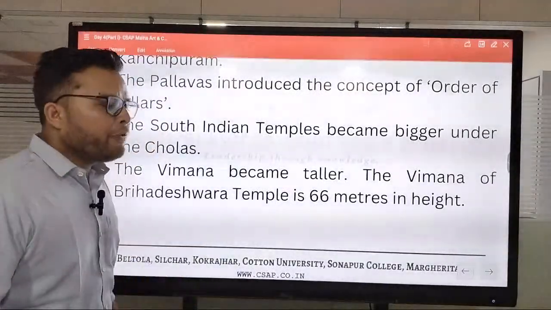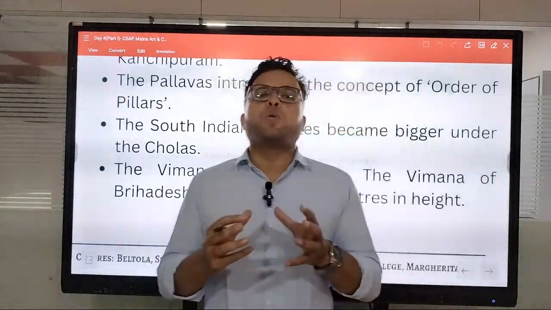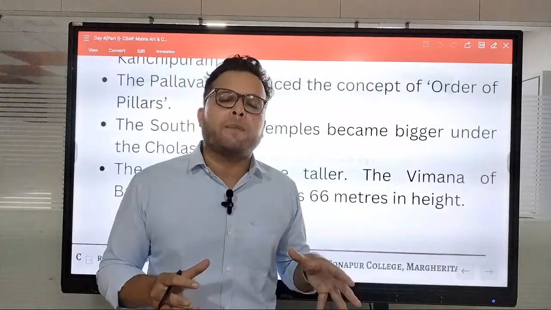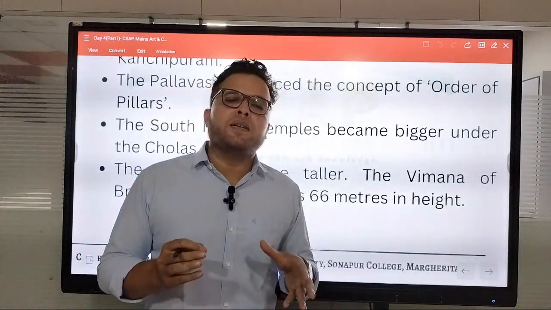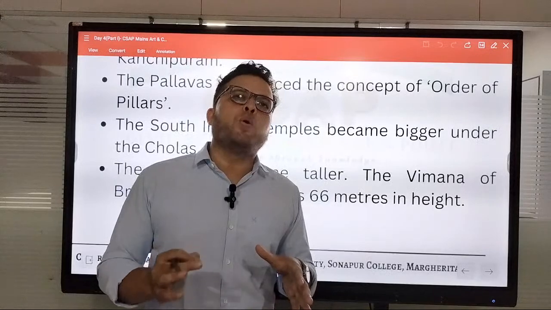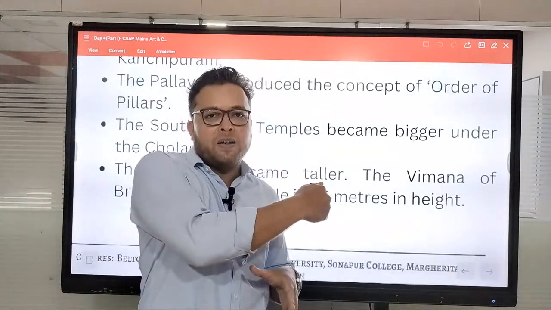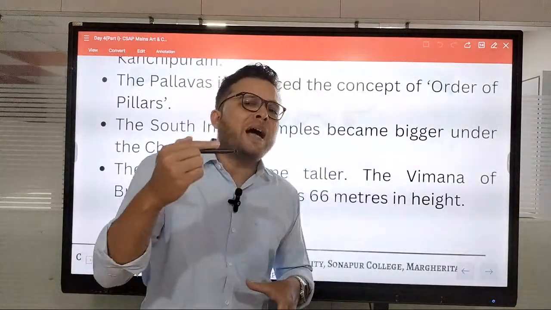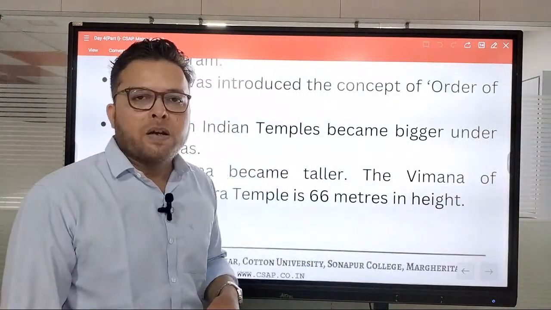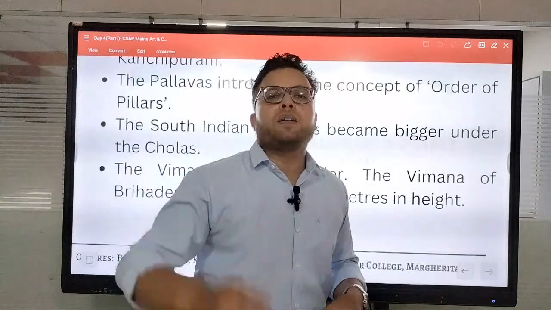For example, one of the most important temples of this time period is the Brihadeshwara temple, a temple dedicated to Lord Shiva. It is considered one of the most beautiful examples of the Dravidian style of temple architecture. And what is the height of the Viman of this temple? 66 meters in height. Just imagine. That is what I was referring to when I said that the Vimans became taller under the Cholas.